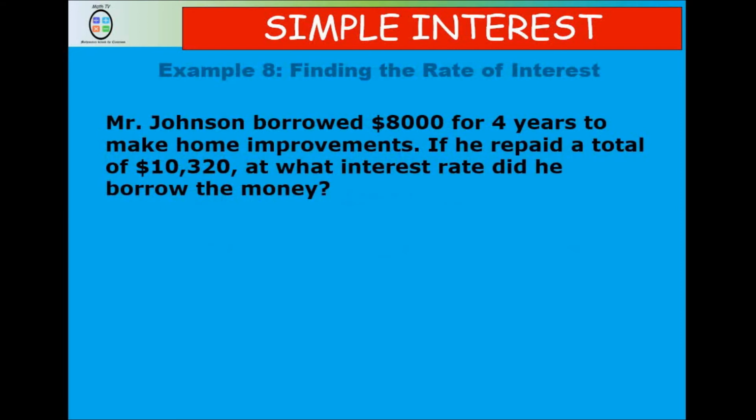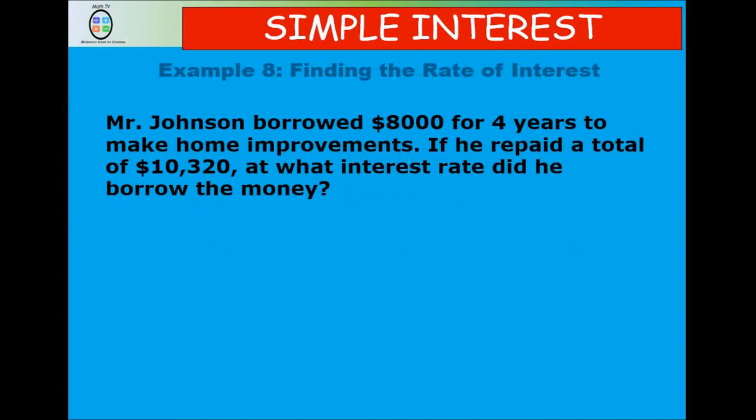So this one says Mr. Johnson borrowed $8,000 for 4 years to make home improvements. If he repaid a total of $10,320, at what interest rate did he borrow the money? So pause the video and attempt this question.